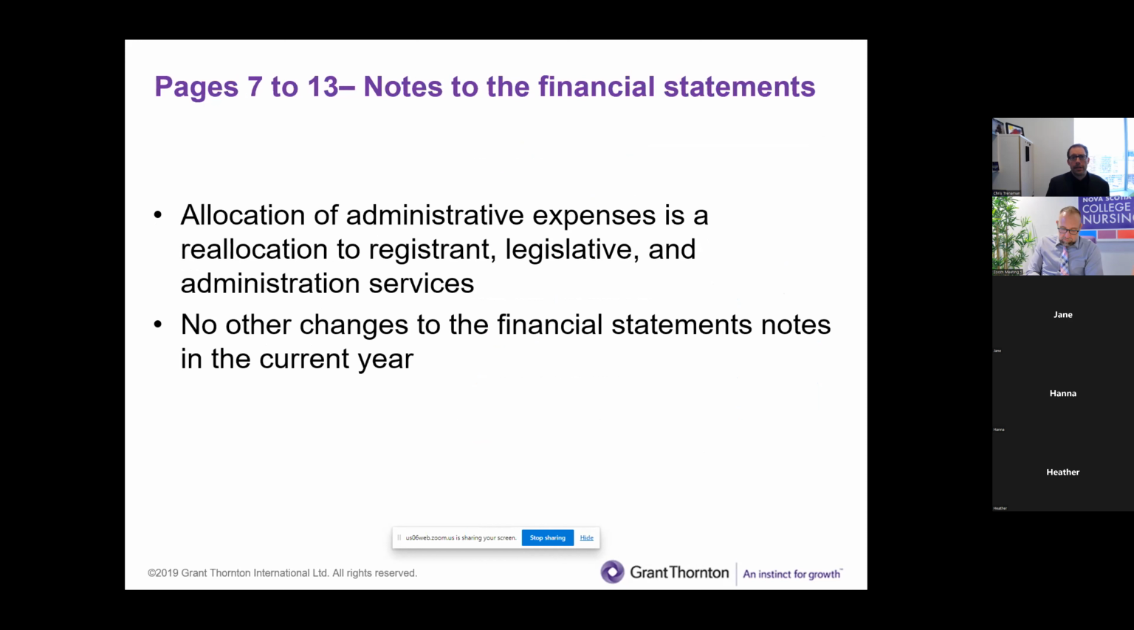The rest of the financial statements would be the required note disclosure. So it encompasses a number of notes. For the current year, everything is pretty consistent. There have been no significant changes to the accounting policies for not-for-profit organizations, which the Nova Scotia Registered Nursing would present on.